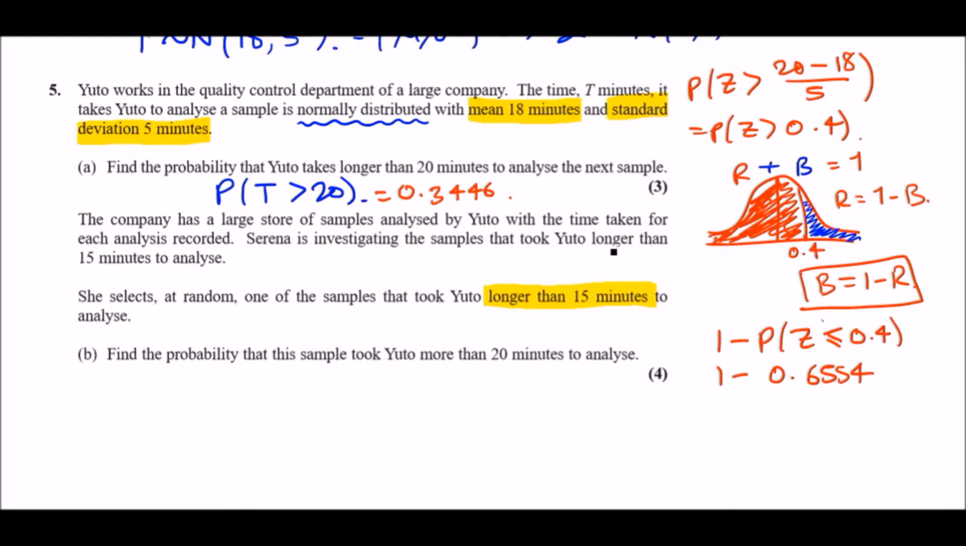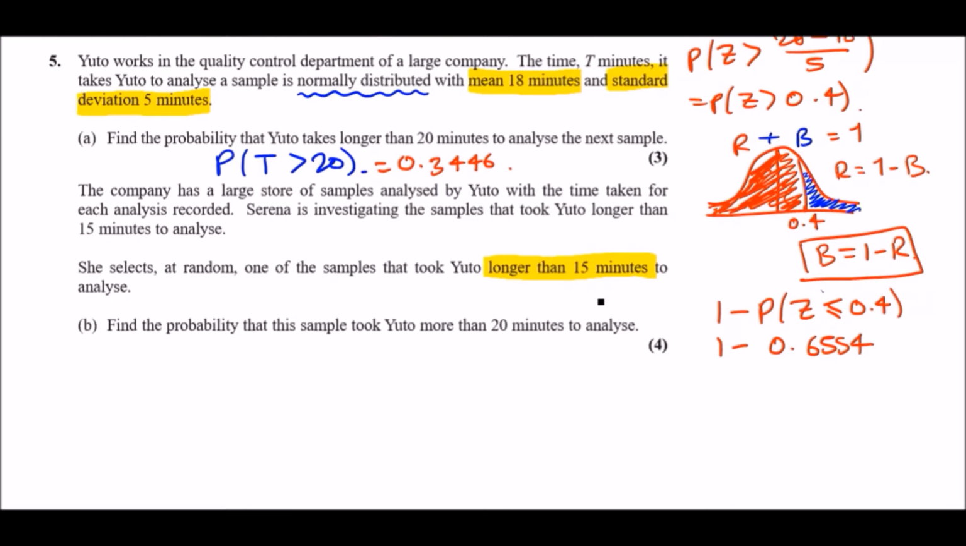Now, I don't know if you guys can see, but this is a straight up given-that style question. So we're looking at the given-that style problems. Now, how do we know it's given that? Firstly, we know straight away that Yuto has already done it. One of his samples took longer than 15 minutes, so that's already done.